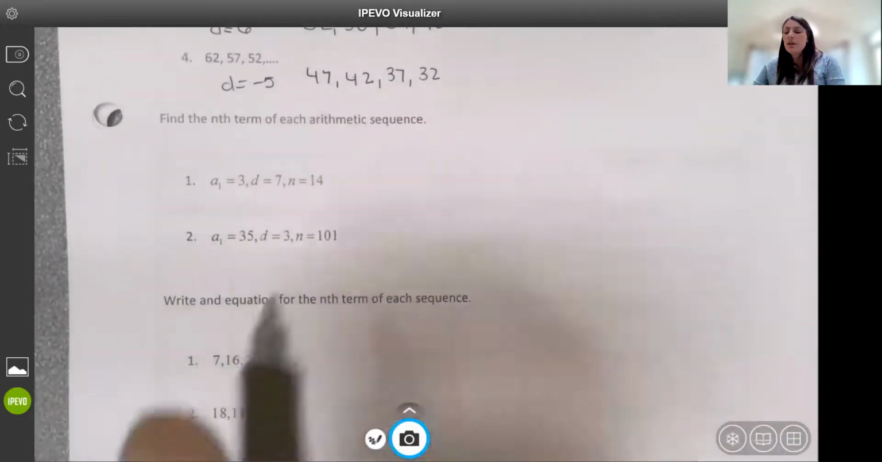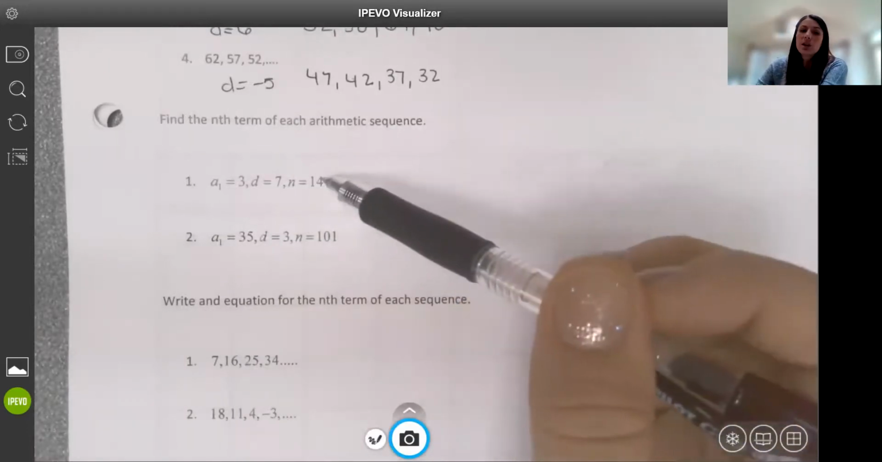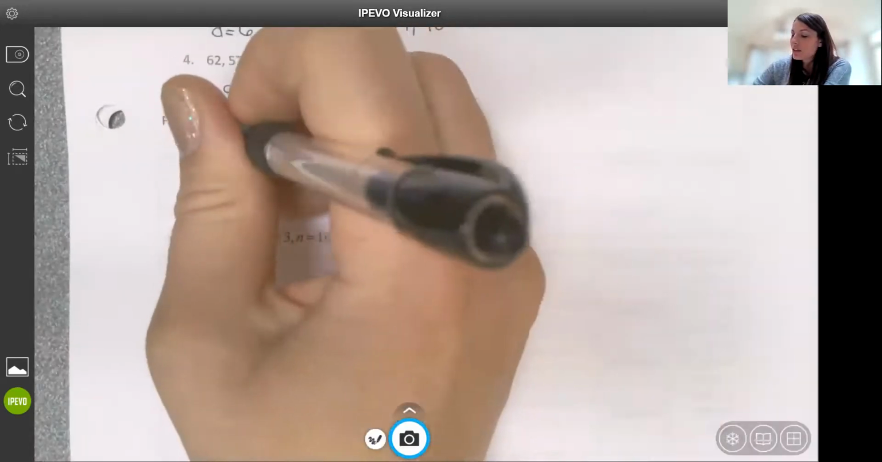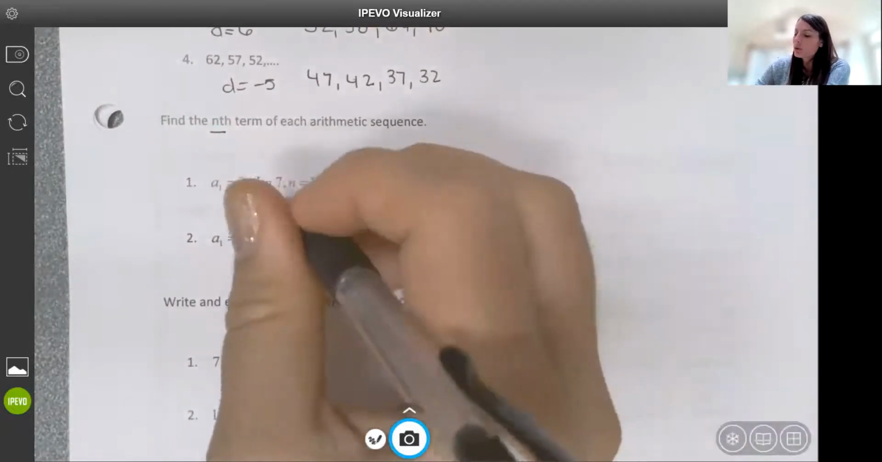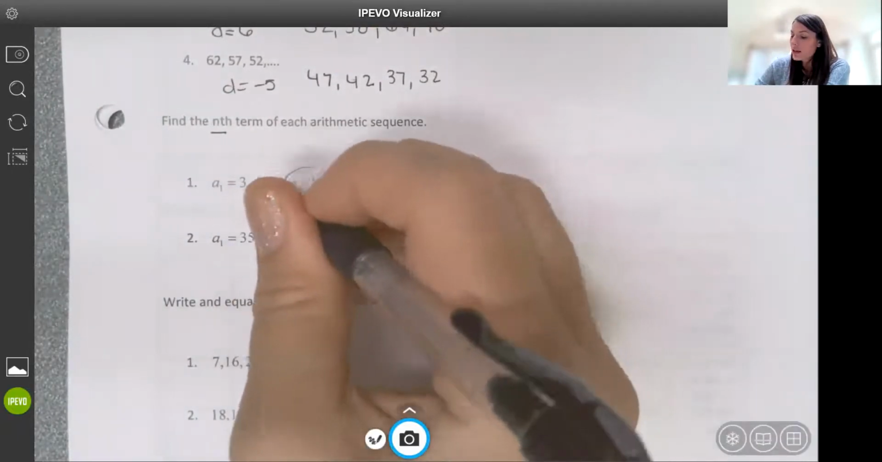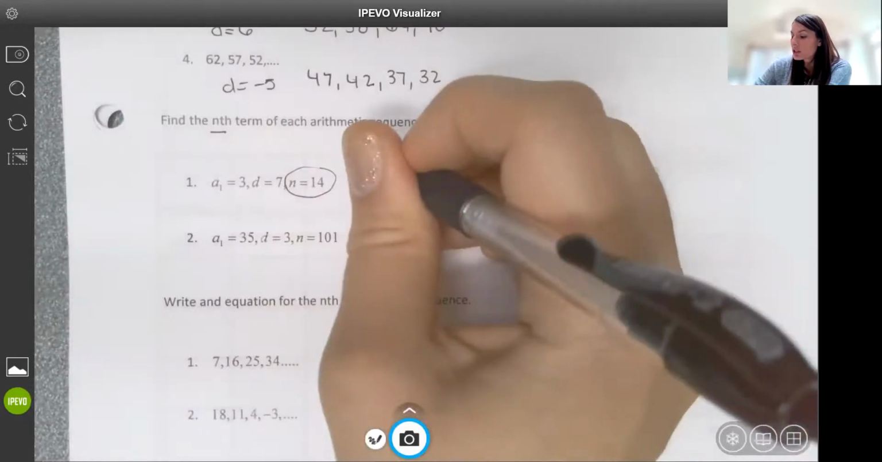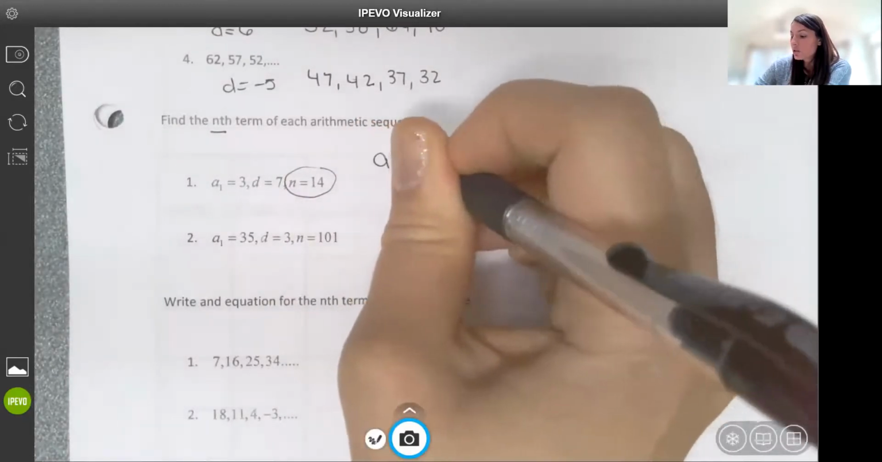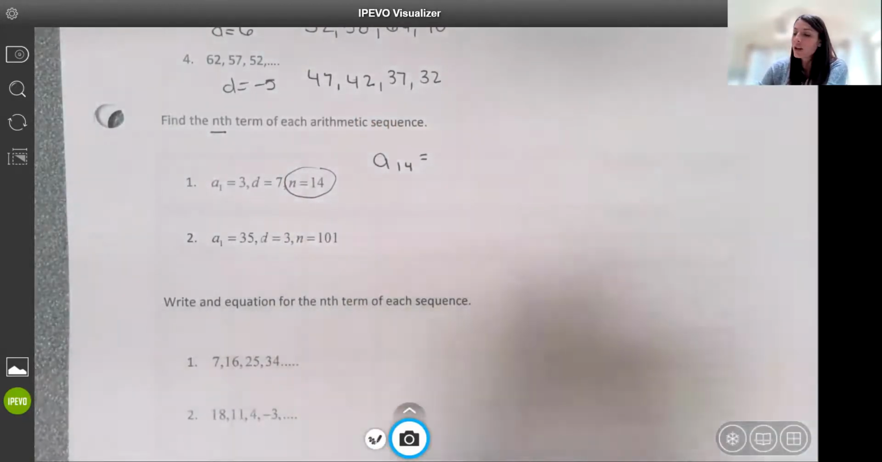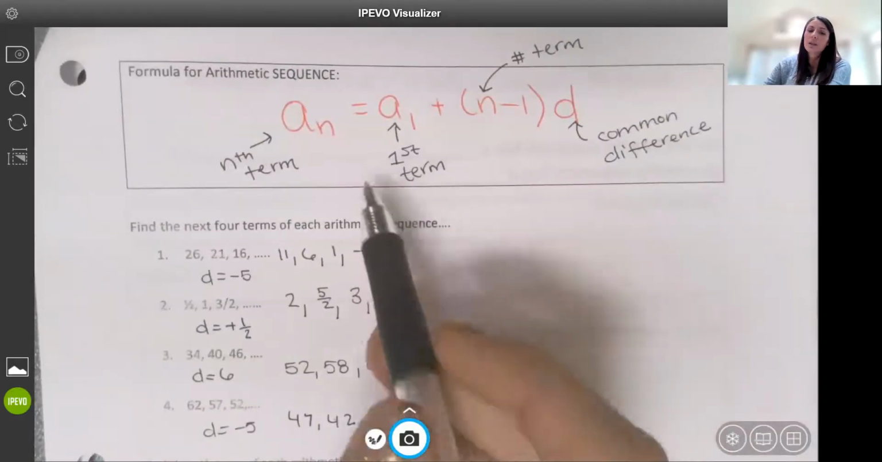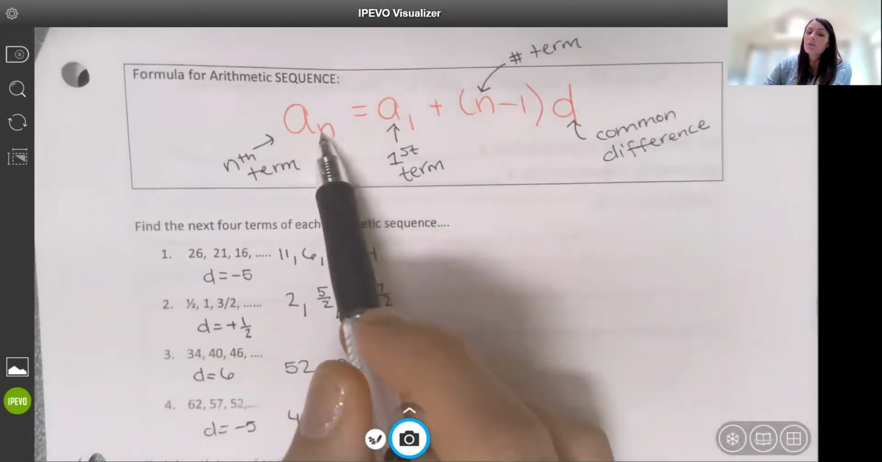So on these examples, it gives me some information and asks me to find the nth term, which means, for example, in number 1, it says n equals 14, which means it wants me to find the 14th term in that sequence. So if I go back up to my formula, I'm plugging 14 in for n.